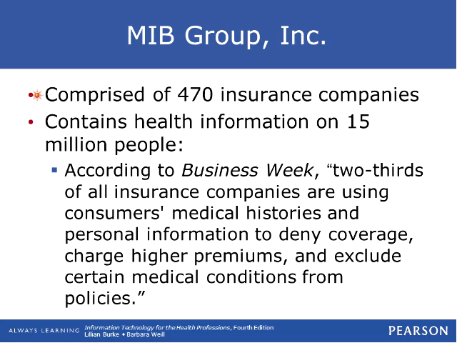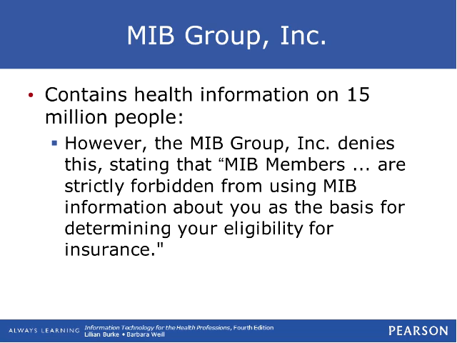Now, MIB Group Incorporated is comprised of 470 insurance companies, and it contains health information on 15 million people. According to Business Week, two-thirds of all insurance companies are using consumers' medical histories and personal information to deny coverage, charge higher premiums, and exclude certain medical conditions from policies. The National Health Care Act, which we call Obamacare, is trying to circumvent some of these restrictions. So if a person was working for a company, had health care, and their child had a chronic disease, they could go to a new business, have new health care, and be denied coverage because of a pre-existing disease.